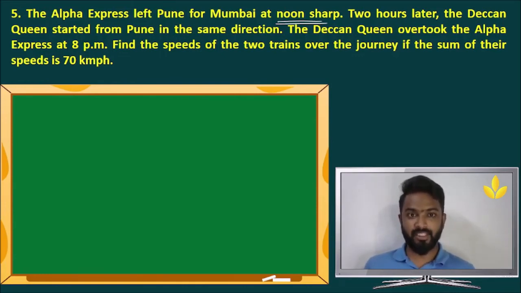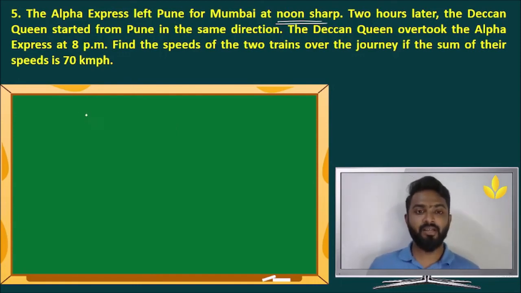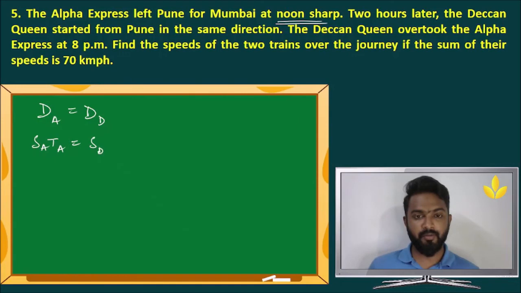Now again, in these kind of questions, what we do is we try to figure out which entity is constant. Is it the speed? No. Is it the time? No. Is it the distance? Yes. Both of them started from Pune and both of them met each other at the same point, obviously. So the distance traveled by them is same. Distance traveled by the Alpha Express equals distance traveled by the Deccan Queen. Distance is nothing but speed into time. So speed of A, time of A equals speed of D, time of D.